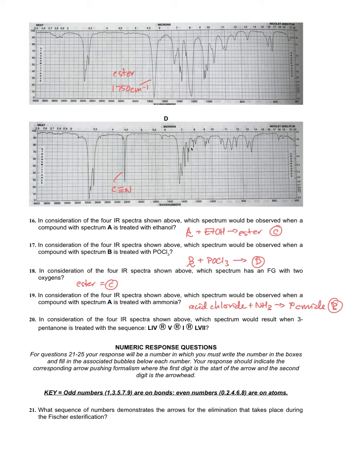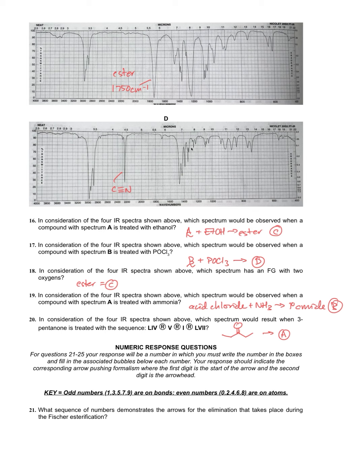And then finally 20, what spectrum results when 3-pentanone, a ketone, is treated with MCPBA followed by hydrolysis and then thionyl chloride? That's going to give you spectrum A. Again, you're doing a Baeyer-Villiger, then you're doing a basic saponification, an acidification of the carboxylate, and then transforming that into an acid chloride.